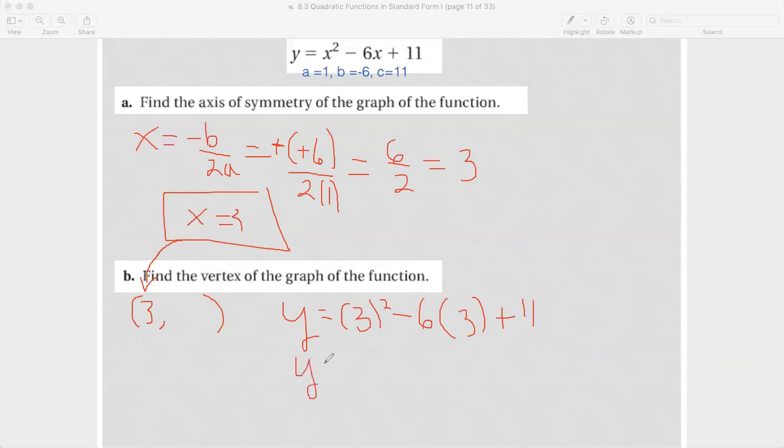So this will be y equals 3 squared is 9 minus 18 plus 11. Okay, now I just like to, once it's down to plus and minus, you just go left to right. 9 minus 18 is a negative 9 plus 11. I'm just bringing the 11 down, and that'll give me a 2. So my vertex is at 3 comma 2.